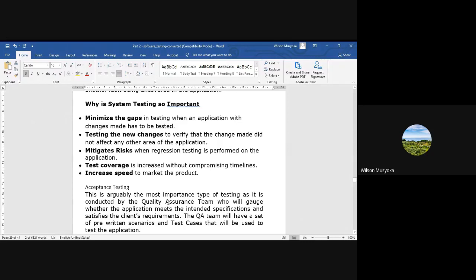So system testing is important so that we can minimize the gaps. We can also test the new changes. Then we mitigate the risks and test coverage is increased, as well as increasing the speed of marketing the product.